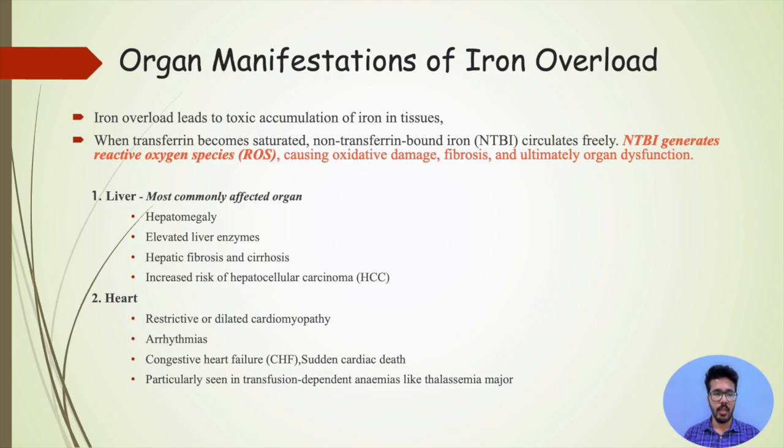Hepatomegaly, elevated liver enzymes, hepatic fibrosis and cirrhosis, and ultimately increased risk of hepatocellular carcinoma are seen due to iron overload. Coming to cardiac manifestations, there may be restrictive or dilated cardiomyopathy, arrhythmias, congestive heart failure, and sudden cardiac death. Cardiac manifestations are usually seen in transfusion dependent anemias like thalassemia major.